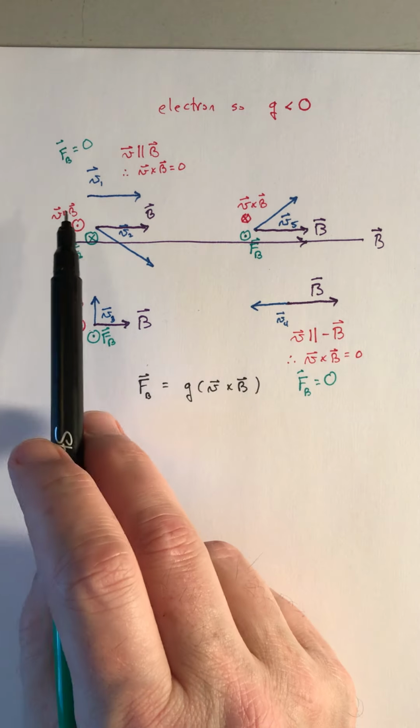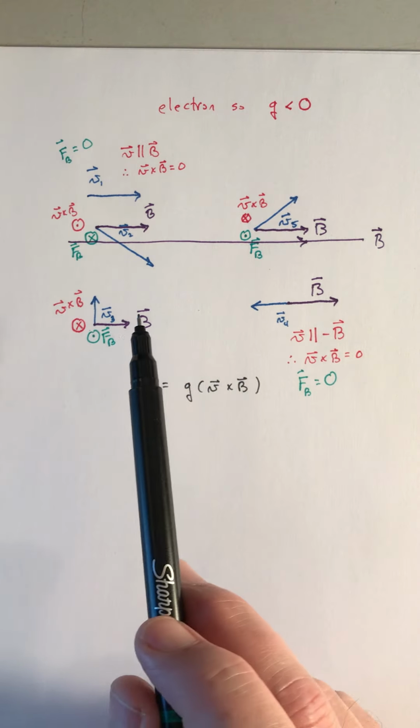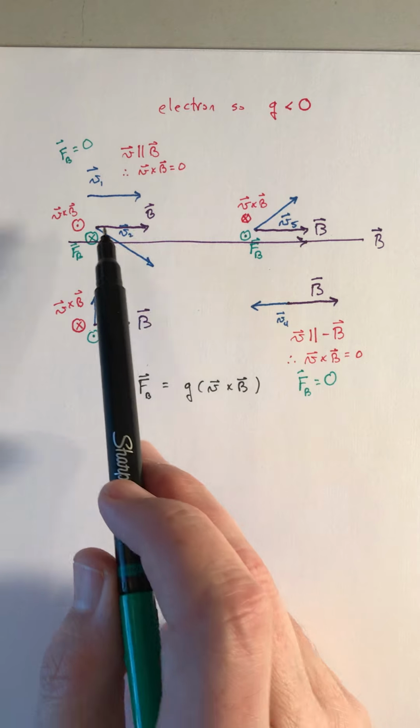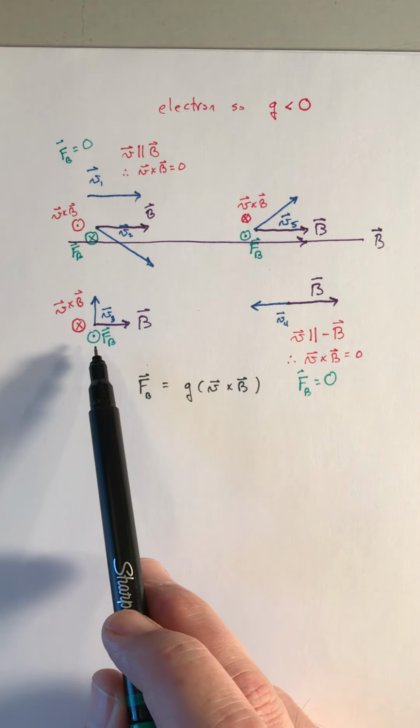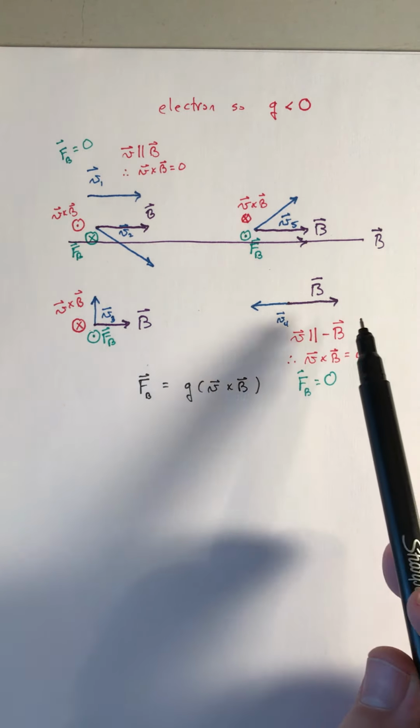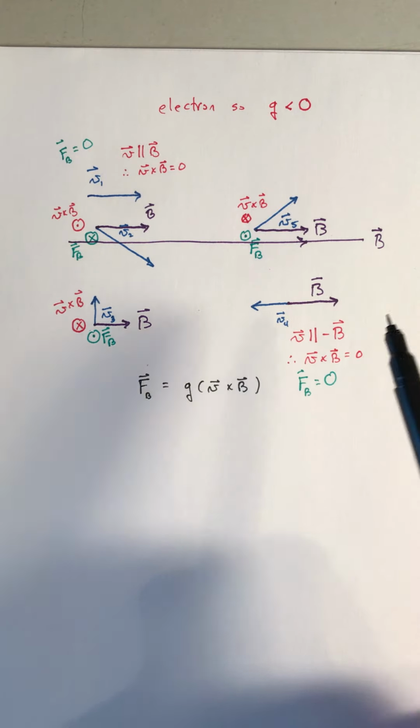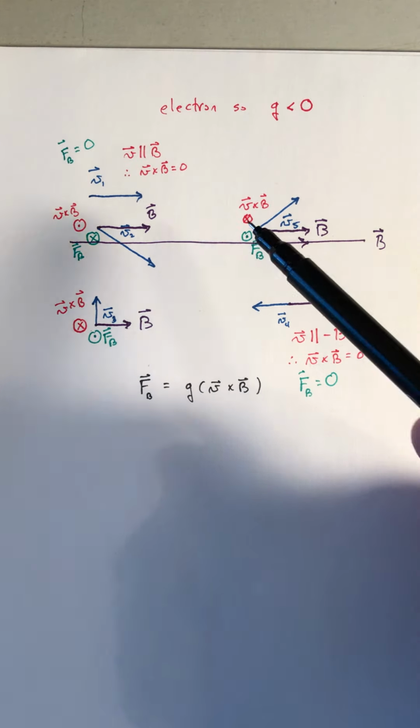All right, so electron 1, no magnetic force. Electron 2, into the page. Electron 3, out of the page. Electron 4, no magnetic force. Electron 5, coming out of the page.